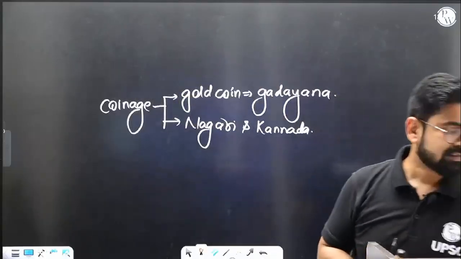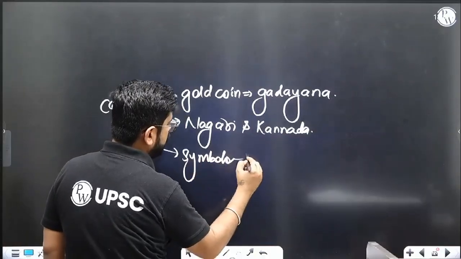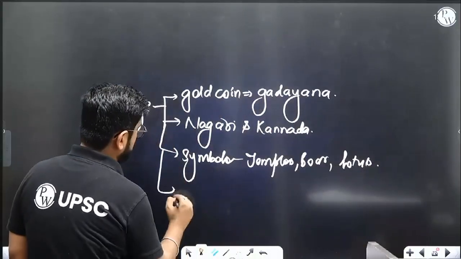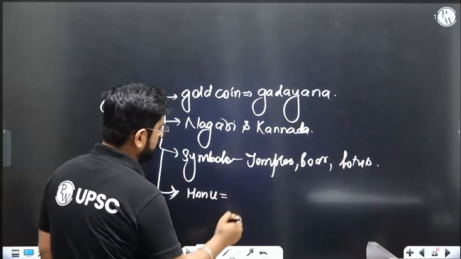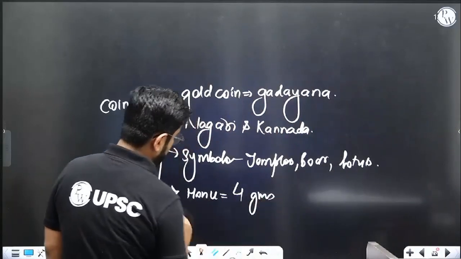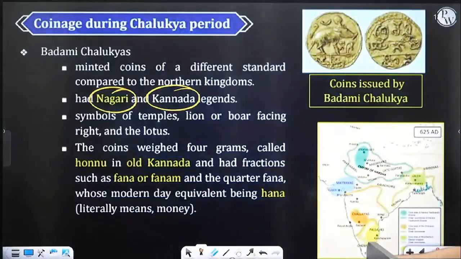Other than that, if you see the symbols, the temples, boar, lotus, a lot of religious symbols are being used over here. Plus the smaller coins: we have Honu, and Honu is 4 grams, and then we have Hana and Fana.